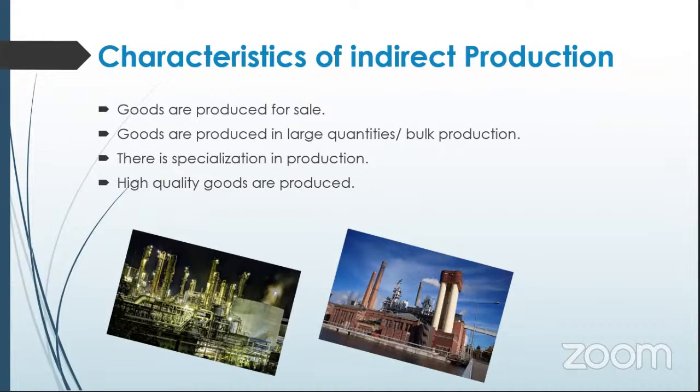Then another one is high quality goods are produced, because they usually compete with other traders, so they have to produce their best so they can get more customers. And then modern technology is extensive. They use machines in factories, so you always find those expensive machines. Yes, that's where my presentation stops.